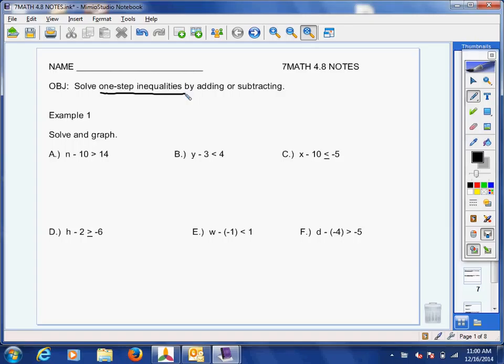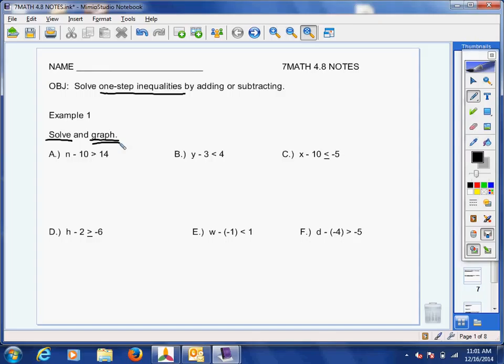Okay, our directions: we're going to solve, and then we're going to graph. So there are 2 things we need to do. We have to solve each inequality, and then we're going to graph them. Graphing is just an extension of what we did yesterday. We cannot graph any of these 6 problems yet until we have the variable by itself. So let's start with letter A. n minus 10 is greater than 14.